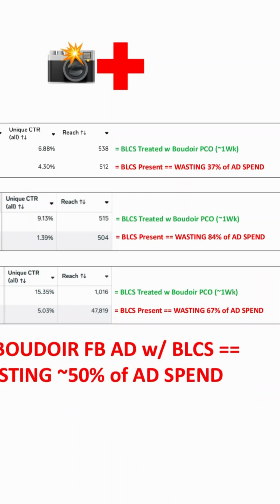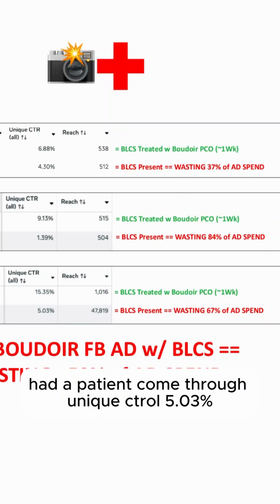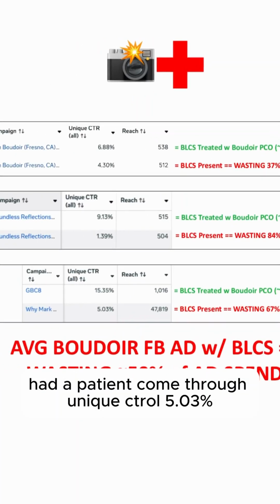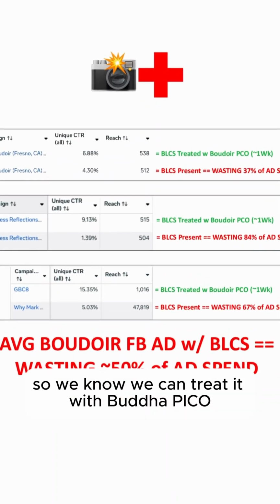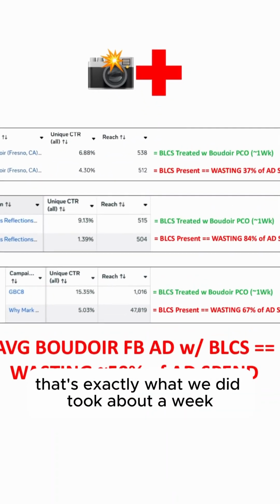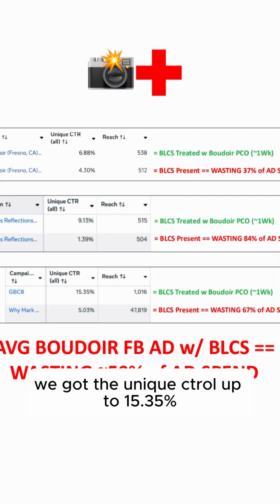Finally, had a patient come through, unique CTR 5.03%. So that's under 6%. We know that BLCS, Boudoir Low Click Syndrome, is present, so we know we can treat it with Boudoir Pico. And that's exactly what we did. Took about a week. We got the unique CTR up to 15.35%.